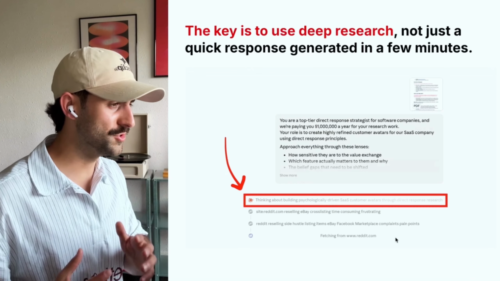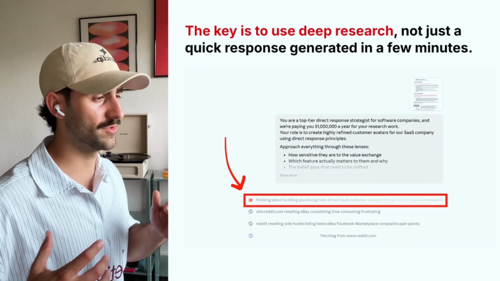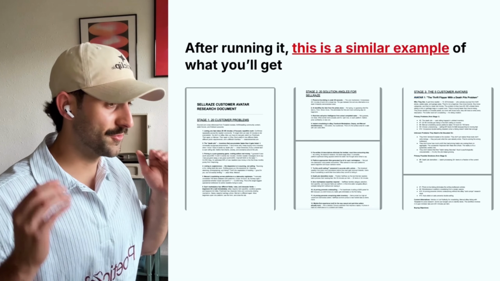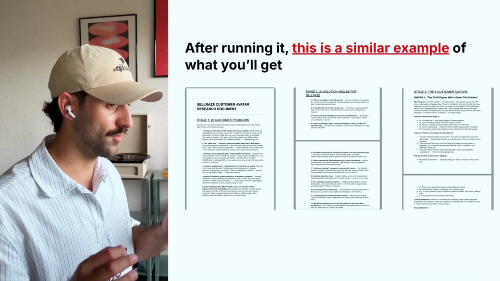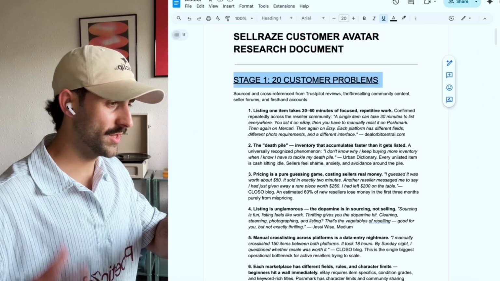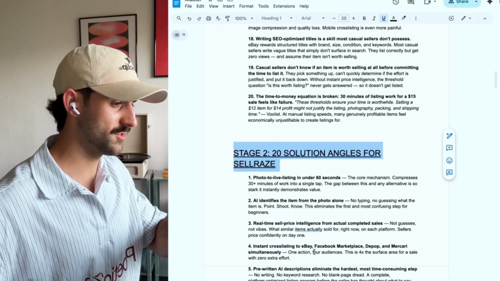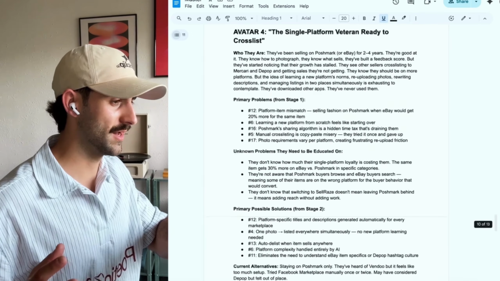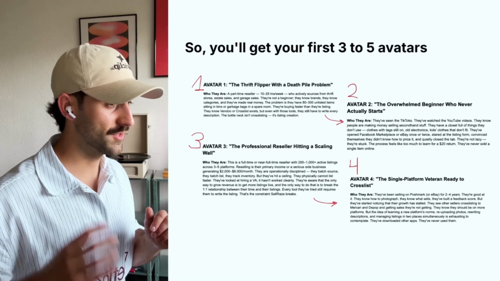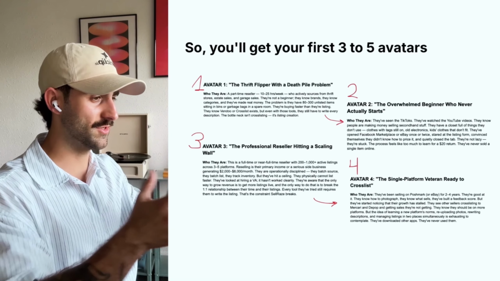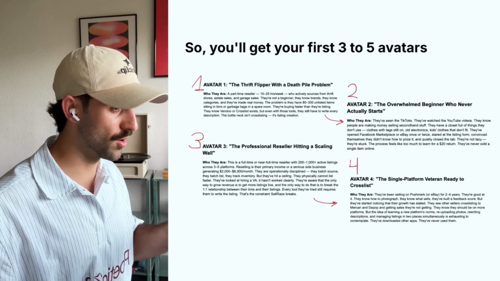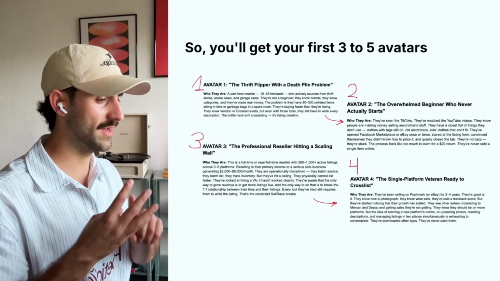The key is to use deep research, not just a quick response generated in a few minutes. After running it, this is a similar example of what you'll get. The 20 customer problems, the solutions, the 5 customer avatars, and much more. And then we'll get your first 3 to 5 avatars, as you can see here in an easy view mode. Avatar 1, 2, 3, and 4.